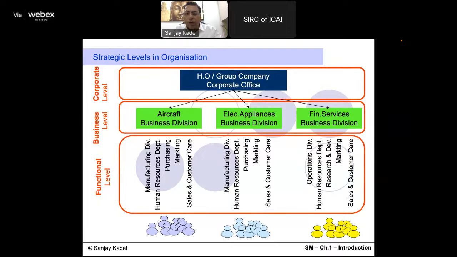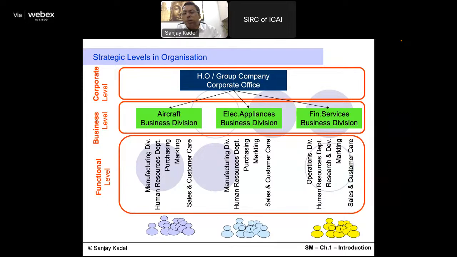vary. For example, at the corporate level, you will have designations like directors, managing director, chairman, CEO, CFO. These are the designations you will find. And when these are the designations, they will have higher risk-taking abilities. Their decisions will have far-reaching impact. So all these things are going to happen at the corporate level.